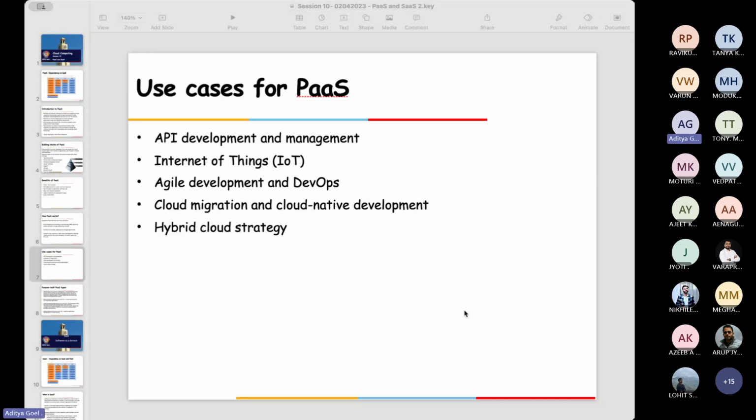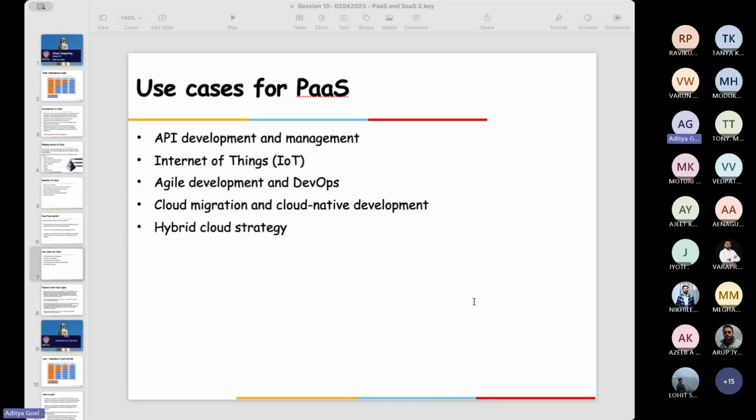So now let's move on. What are the various use cases of the platform as a service? So guys, we have understood the benefits of the platform as a service. We have seen how platform as a service works. What are the various use cases in which we can go ahead and use the platform as a service?